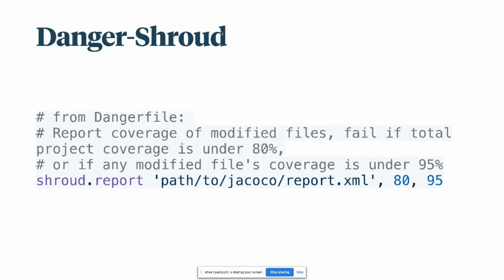So this is how you set it up. This would just go in your Danger file, which, if anyone is using Danger, you'll be familiar with. It's just a Ruby file in the project root. And all you have to do is call shroud.report with the path to your Jacoco XML report, and then a couple of values for when you want to fail based on coverage thresholds.